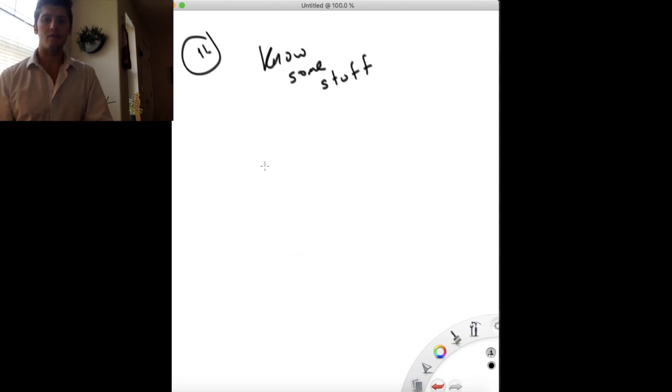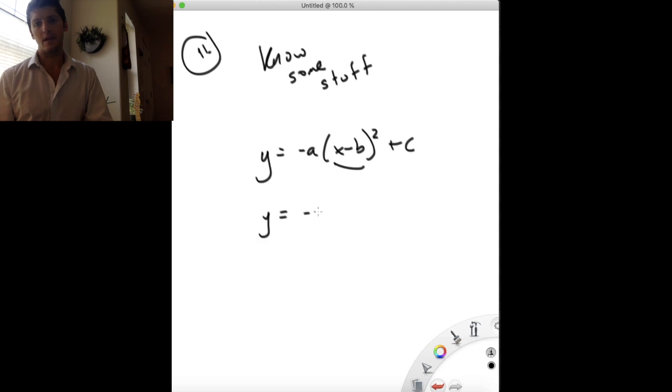This is vertex form of a parabola. Here's the rule. Just notice that if you did this math out, so if you FOILed this out and then multiplied by negative a, you'd end up with negative ax squared. This means opens down. If it were positive, it would mean it opens up. That's the first thing. So you can now go to the answer choices and be like, it doesn't open up, so A is out and C is out.